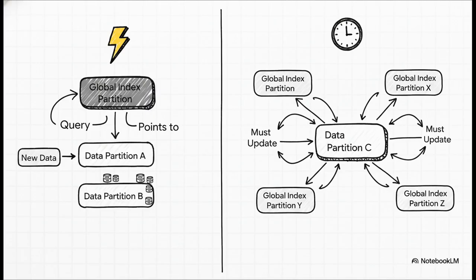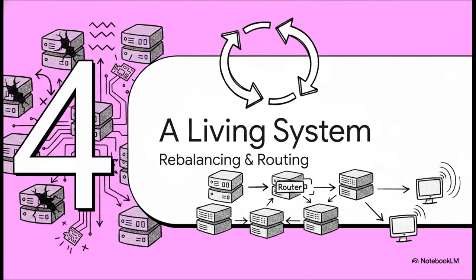A cluster is never static, right? You're adding machines, machines fail, data grows. So how do we add or remove nodes without any downtime? And how do clients even know where to find their data when things are constantly moving around?